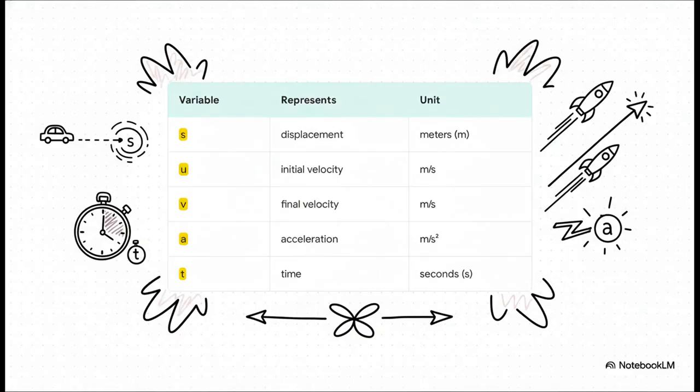First up, we've got S for displacement. And really, that's just a fancy physics way of saying the total distance something has traveled from where it started. Then we have 2 types of speed, U for the initial or starting velocity, and V for the final velocity. Next is A for acceleration, which is just any change in an object's speed, whether it's speeding up or slowing down. And finally, the one we all know and love, T for time. And believe it or not, these 5 little variables are all we're going to need.